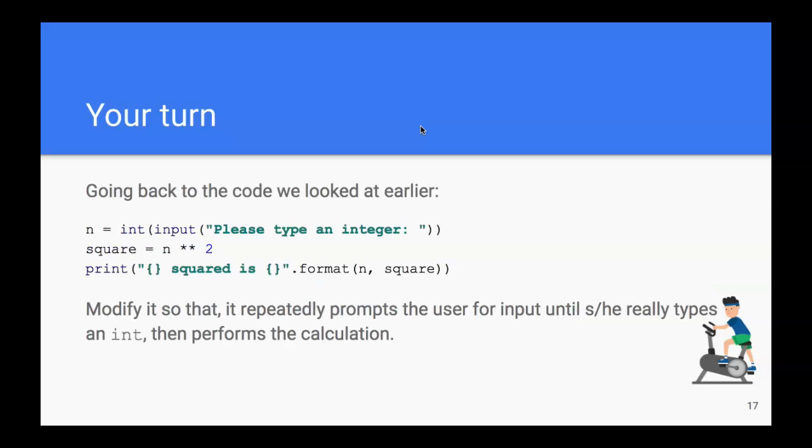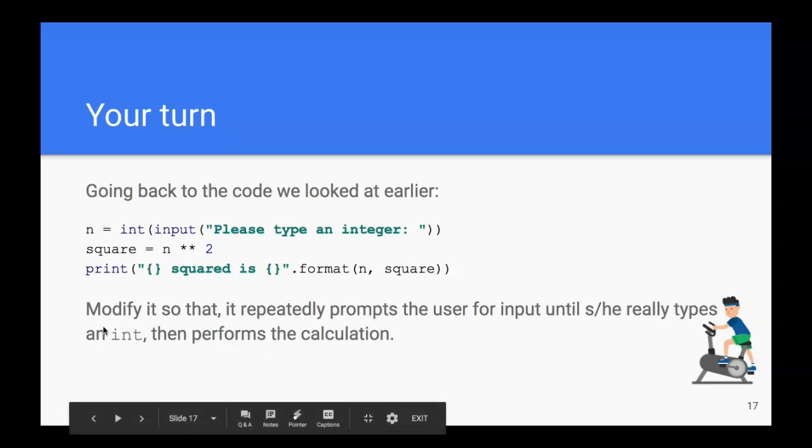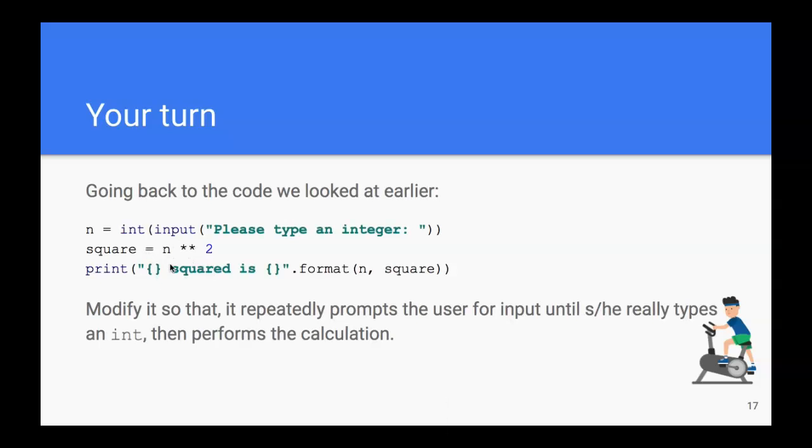All right. So here is another problem for you, this thing that we looked at earlier. We ask the user for an integer. The user can give us an integer or something that is non-integer, which will crash our program. So modify it so that it repeatedly prompts the user for an input until the user actually types an int. Once the user types an int, then we can do the following. So kind of trap the user in the input until the input is an int. Give this a try.